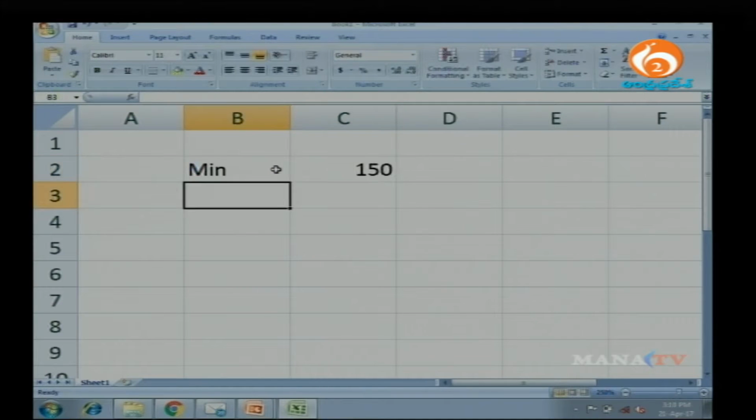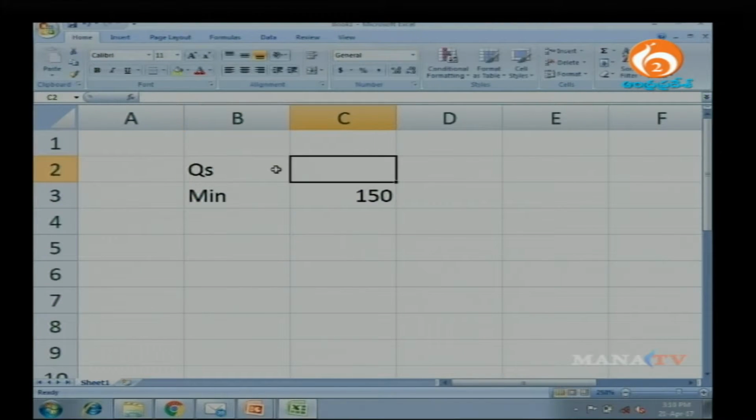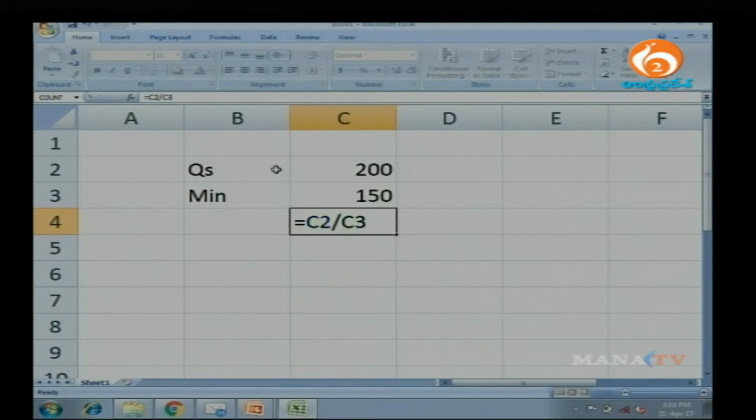So the number of minutes I have is 150, and the number of questions you have is 200. So basically you need to respond to 1.33 questions every minute. Each minute you need to answer that many questions. Only then will you arrive at the destination, which is the 150th minute mark, and be done with your paper.